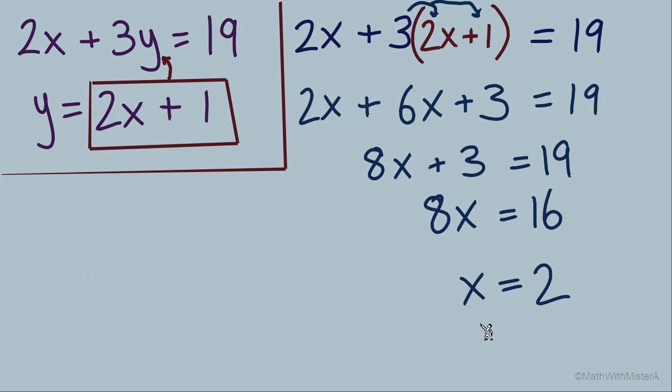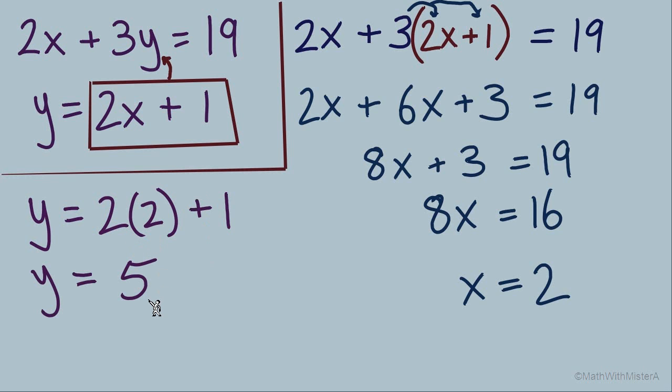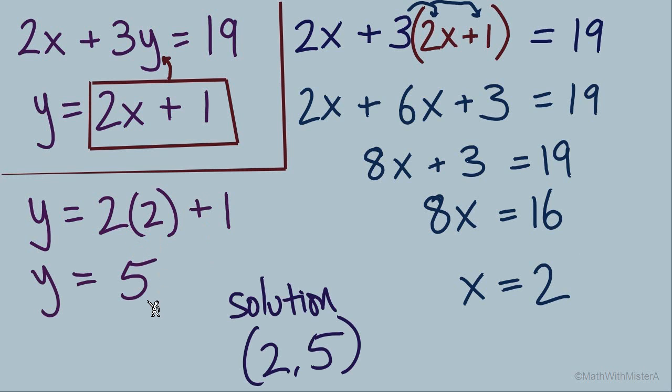First part of our ordered pair solution. We'll get the second part of our ordered pair solution by substituting that 2 right in place of that x. So y equals 2 times 2 plus 1. That's 4 plus 1 equals 5. We've got our ordered pair solution, (2, 5).